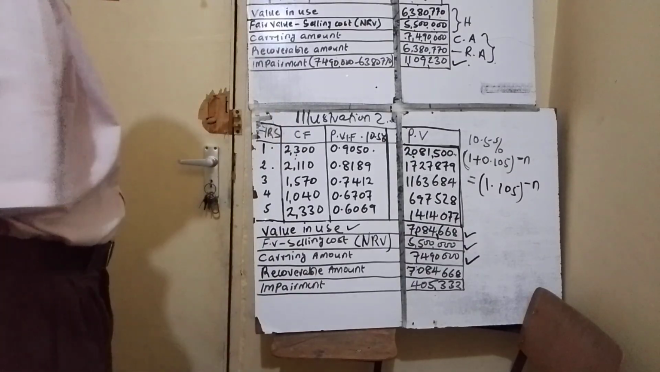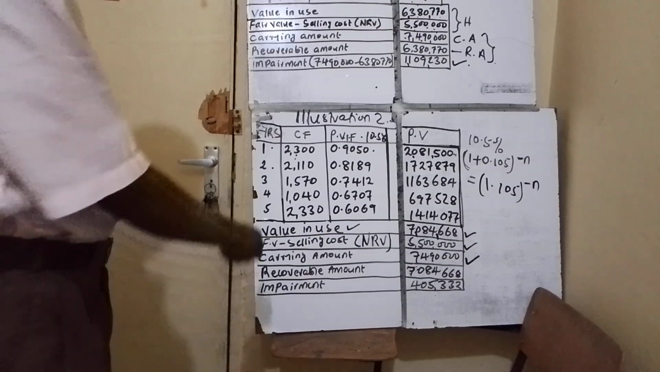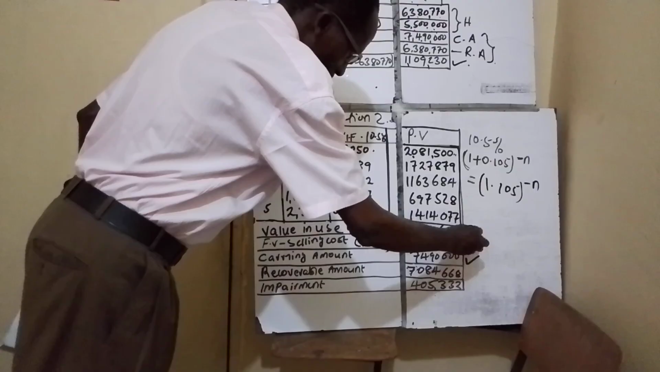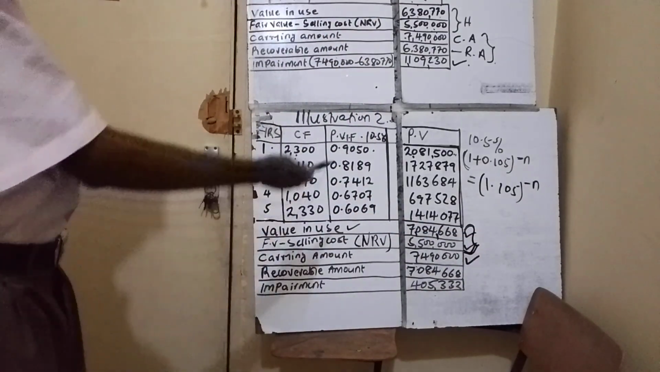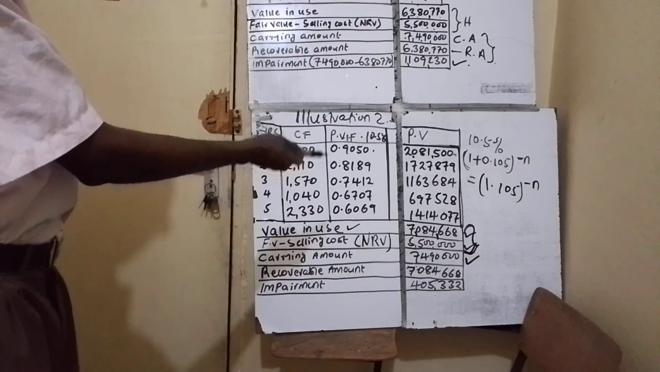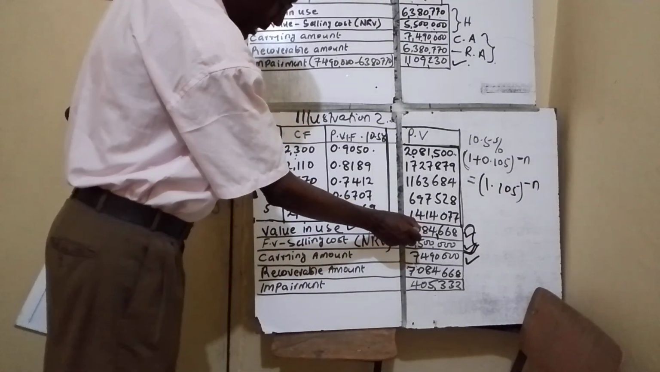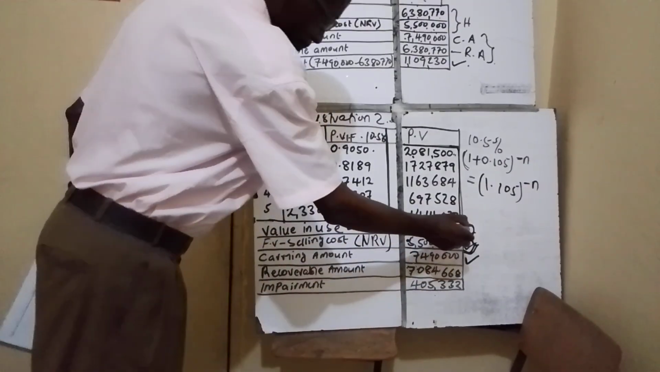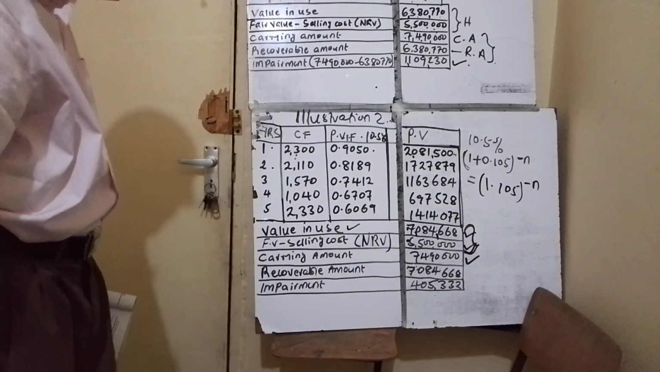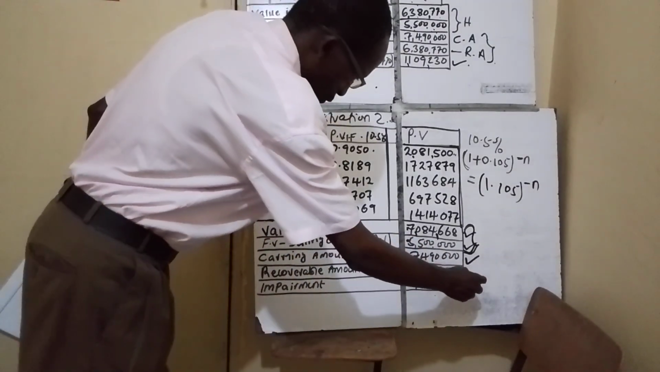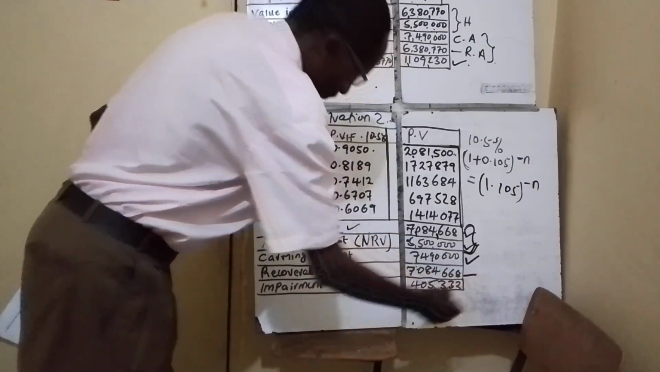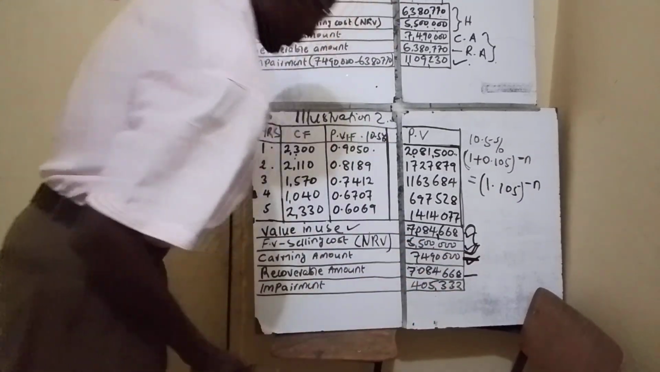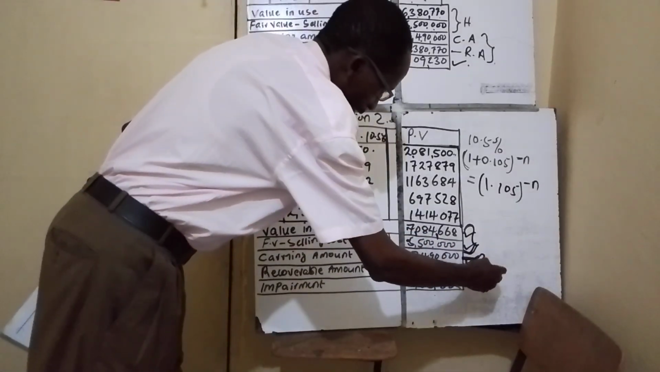Then for recoverable amount, we compare value in use and the net realizable value. You take the higher. We want to see our recoverable amount, which is the higher, 7,084,668. We are comparing the value in use with net realizable value. You take 7,084,668. So this is the recoverable amount. You compare with carrying amount of 7,490,000. So you are comparing these two.